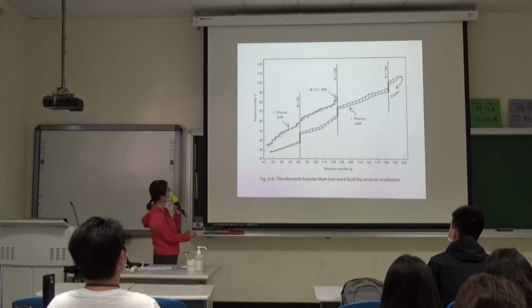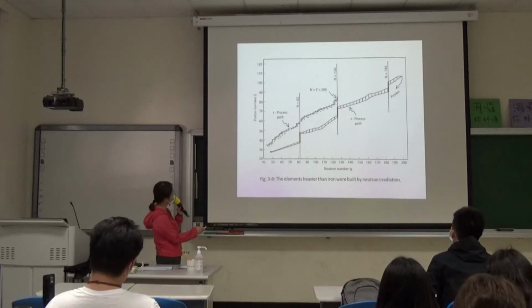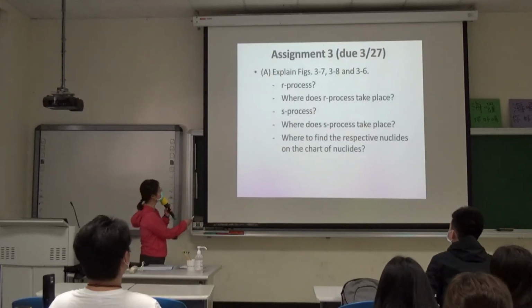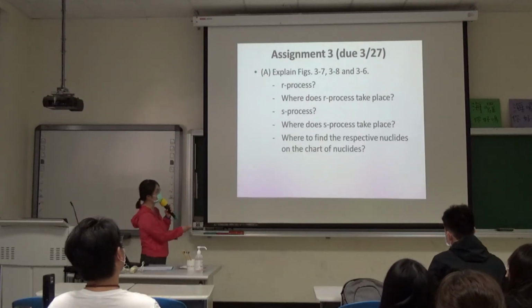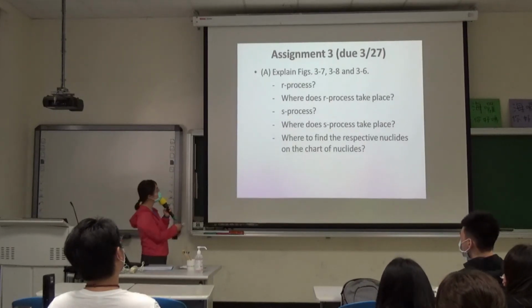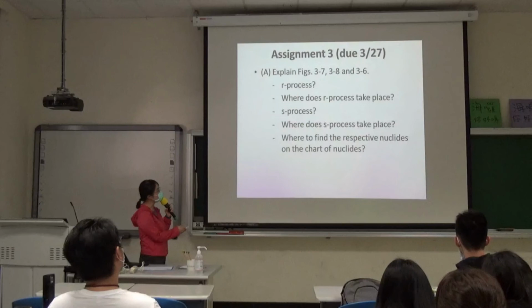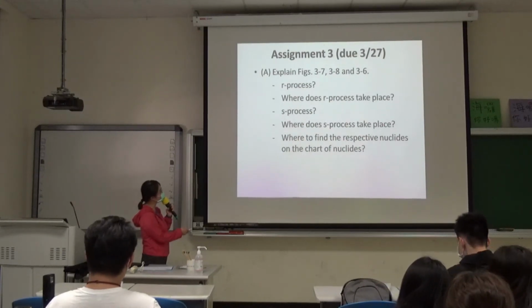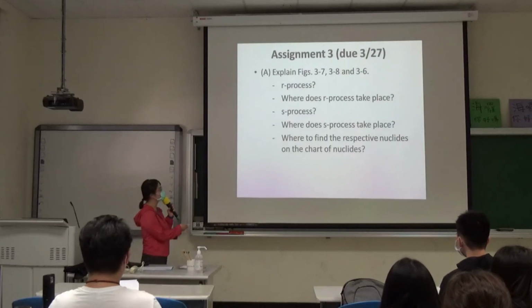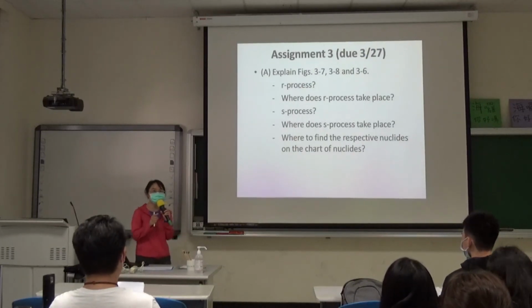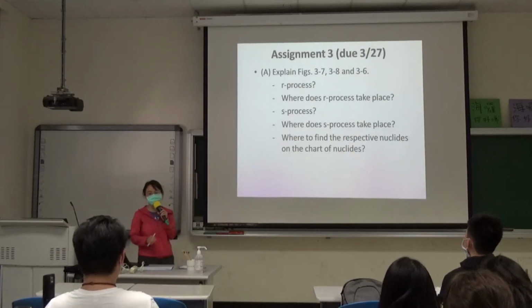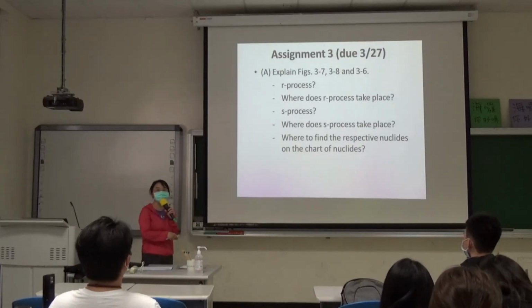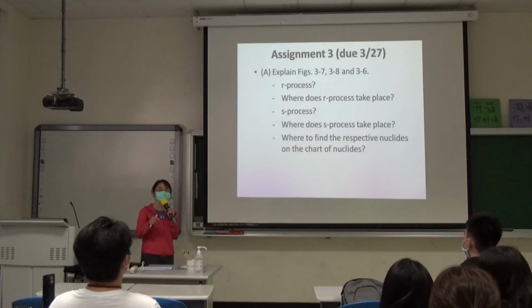And also this one. Explain this one. And key points. What's our process? Where does our process take place? Where? S process, where does it take place? Where to find the respective nuclides on the chart of nuclides? This means where to find the nuclides on the chart of nuclides produced by R process and S process. Where are they?